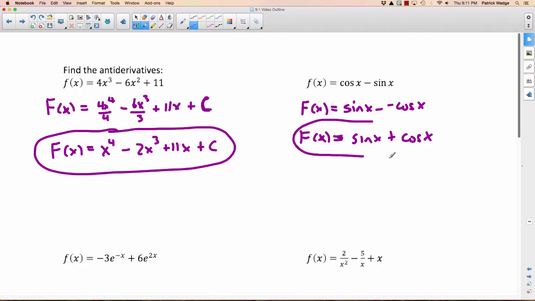You don't have to, but it is good when you start doing these to check your answer. The derivative of sine x is cos x. The derivative of cosine x is negative sine x, and there's that negative sine x. So it worked. What did I forget?